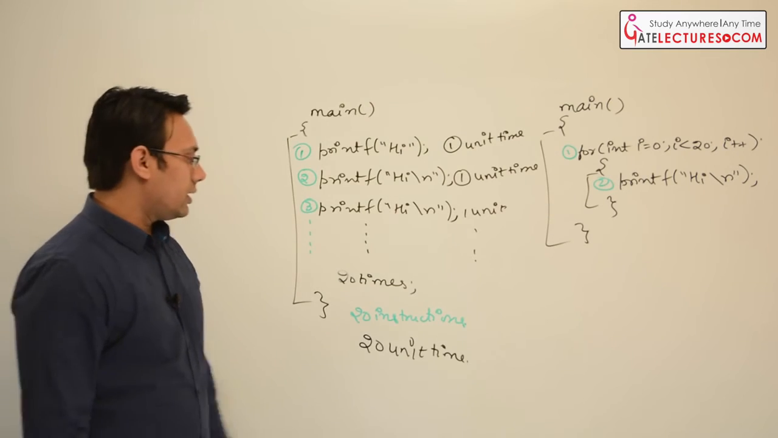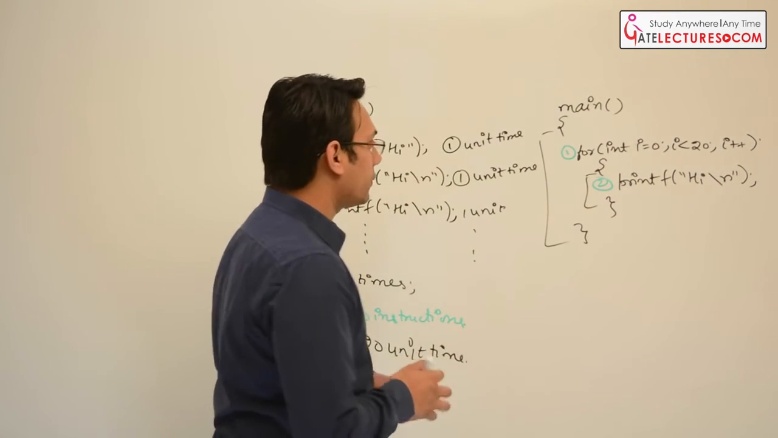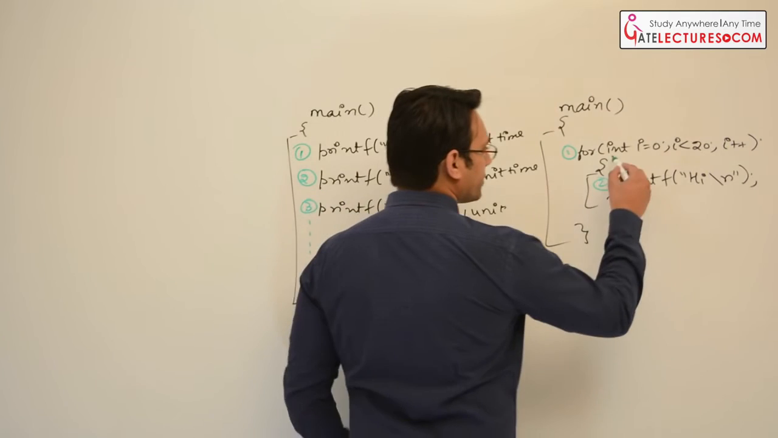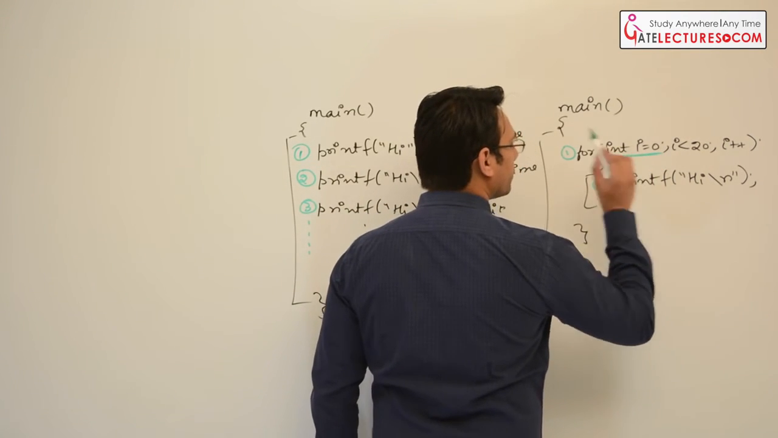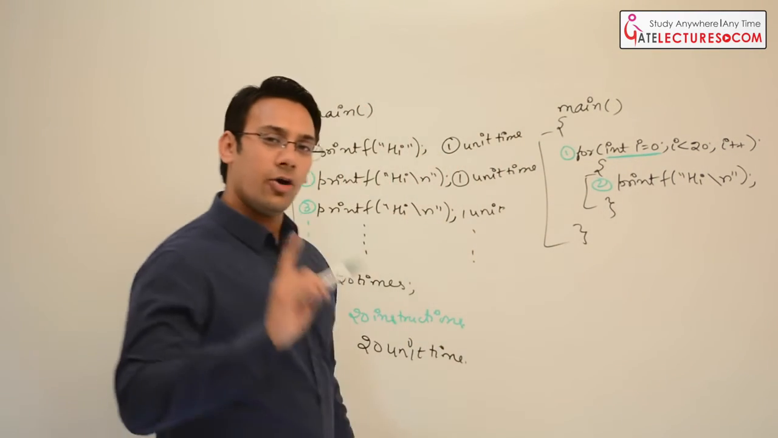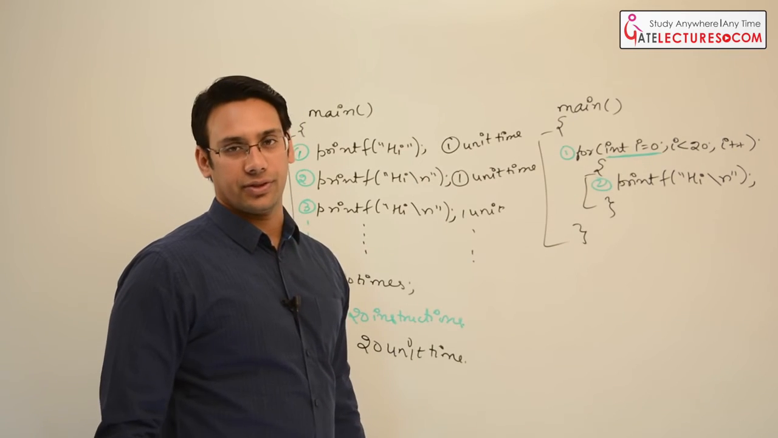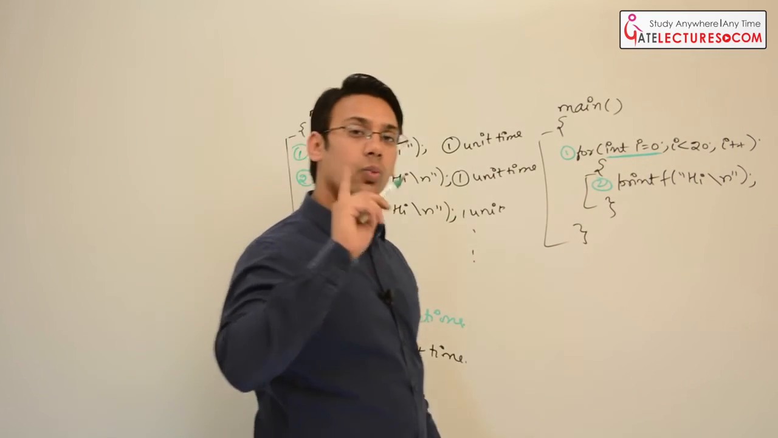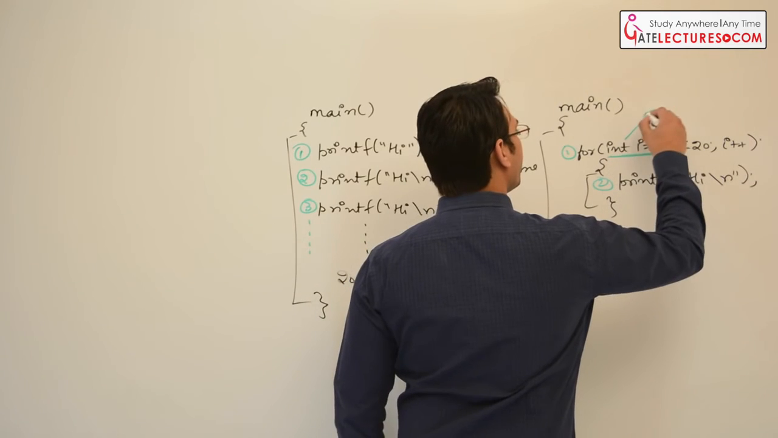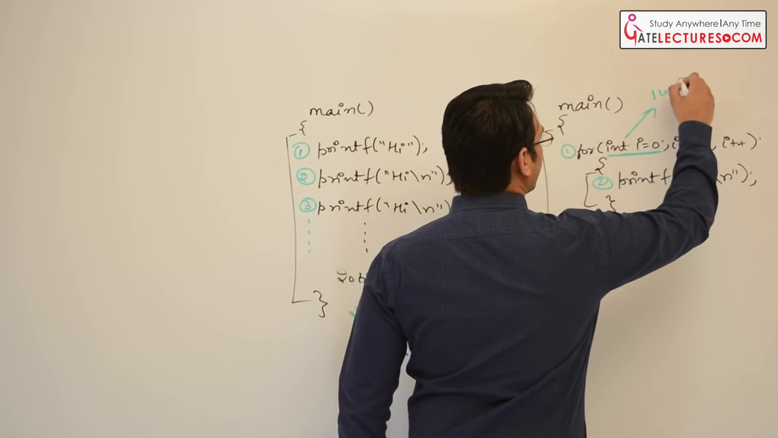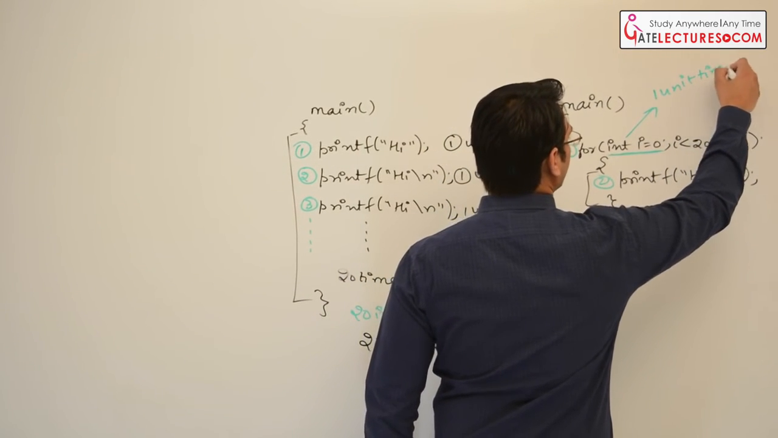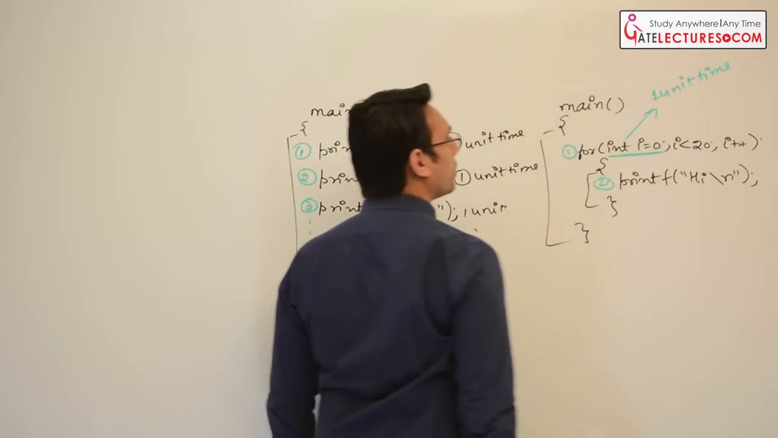Okay. Now in this program, if you see the first instruction, int I is equal to 0. How many times will this instruction be executed? This will be executed only once. Therefore, it is going to take 1 unit time to execute, because this instruction is executing only once.